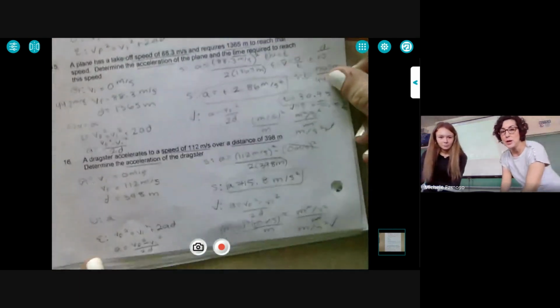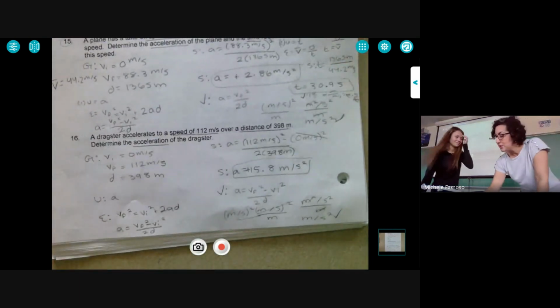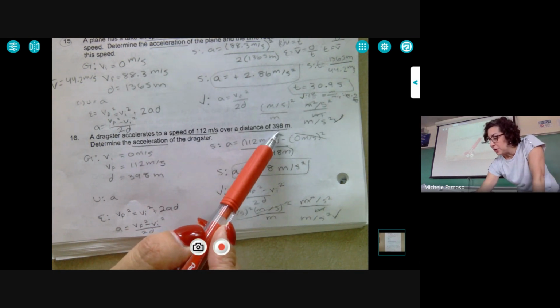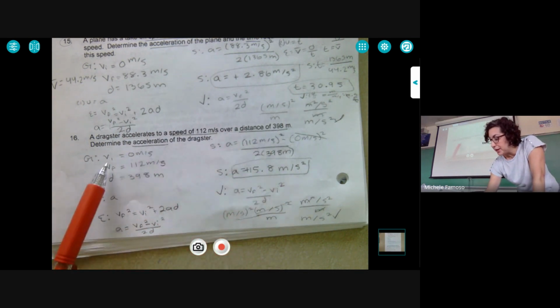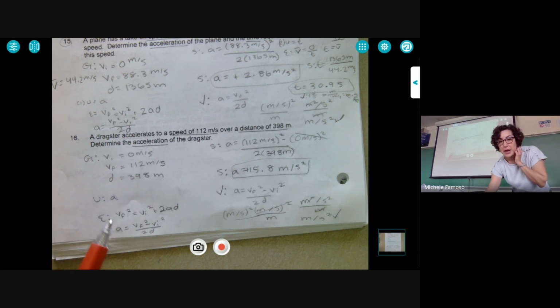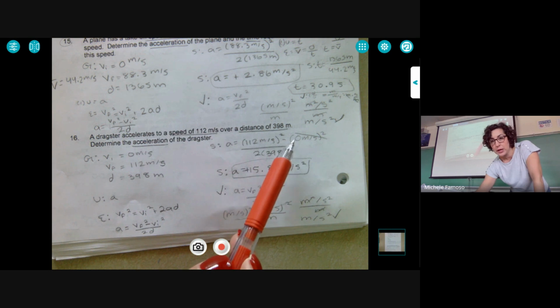It's the last one. All right, so she's got her 112 meters per second indicated. The 398 meters, we're looking for acceleration. She has the correct initial speed of 0 meters per second. Final speed is 112 meters per second. The D is 398 meters. We're looking for A. So it is VF squared is VI squared plus 2AD, or A is VF squared minus VI squared over 2D. She canceled out the VI squared because that's 0.